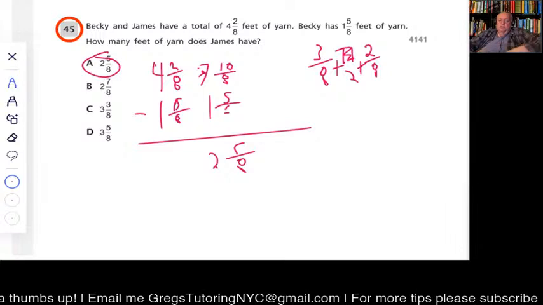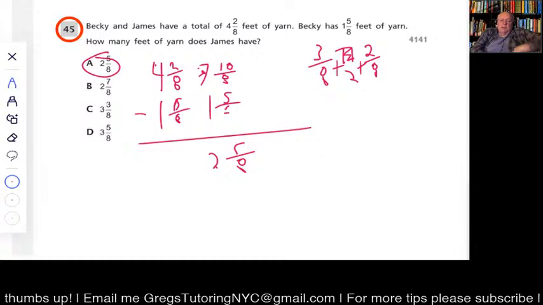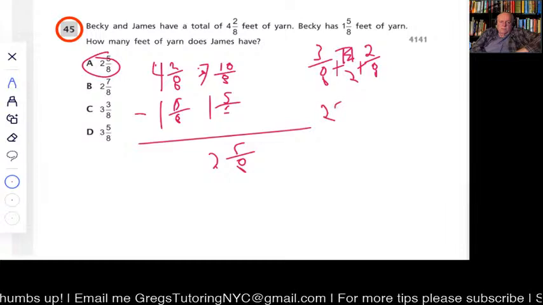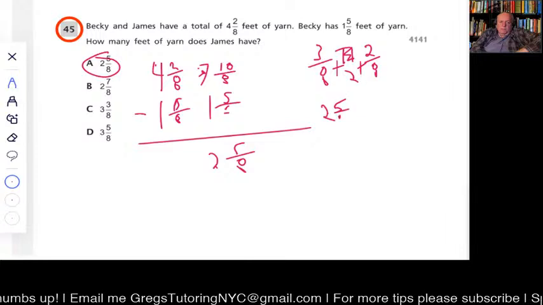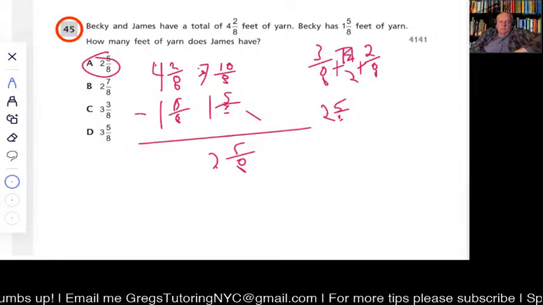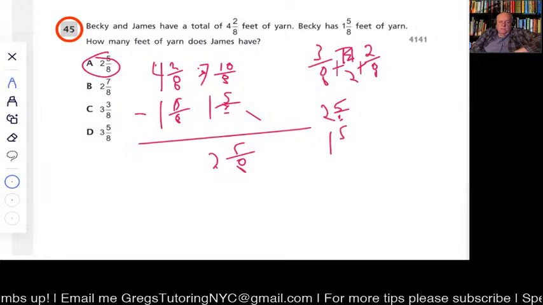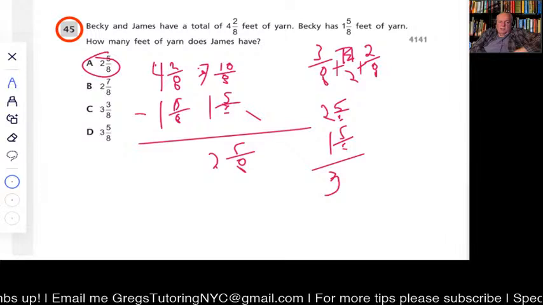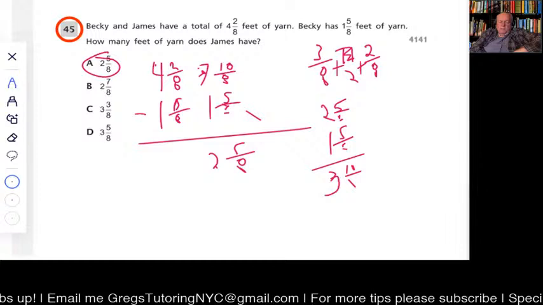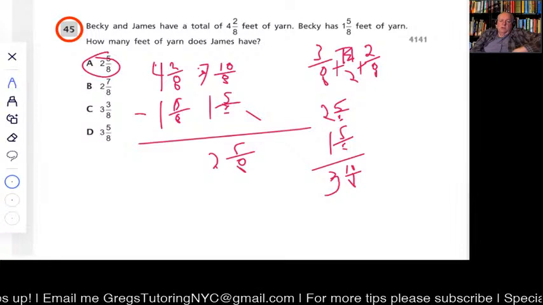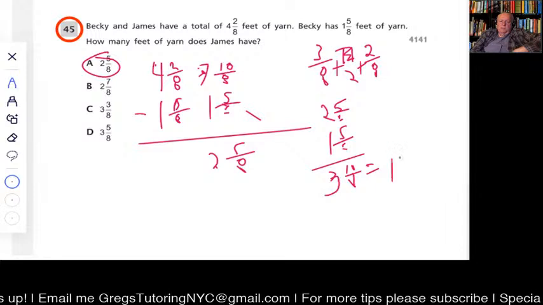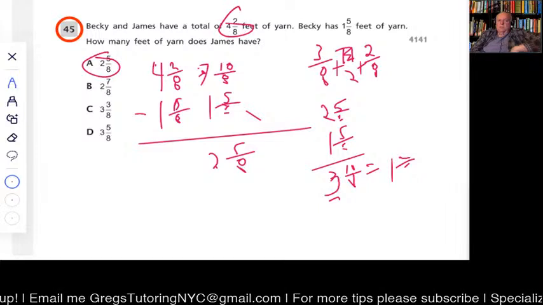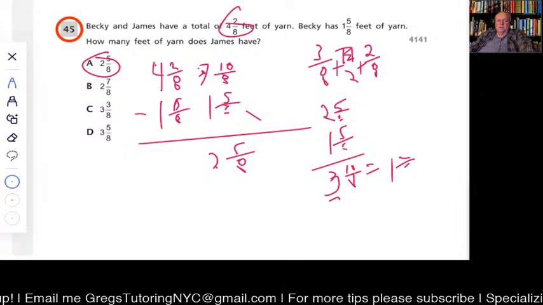All right, so you have a way to double check this. You can also take the remaining answer, the 2 5/8, and add it to the 1 5/8. That gives us 3 and 10/8. 10/8 is equal to 1 and 2/8, and we need to add it to the 3, which gives us 4 and 2/8, which just brings us back to the original number. So there's lots of ways to double check what you're doing here.